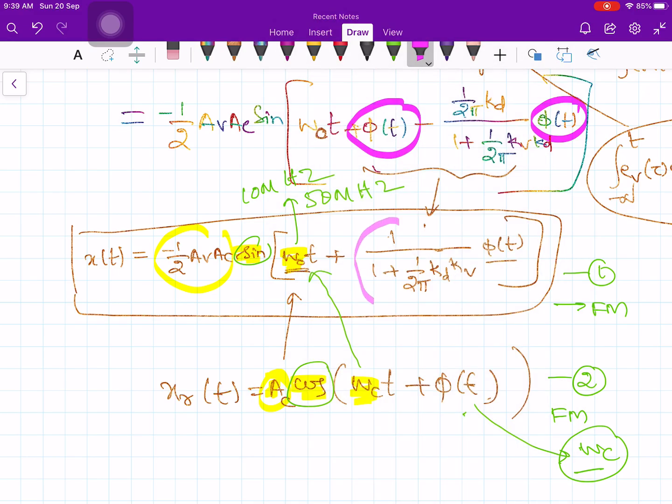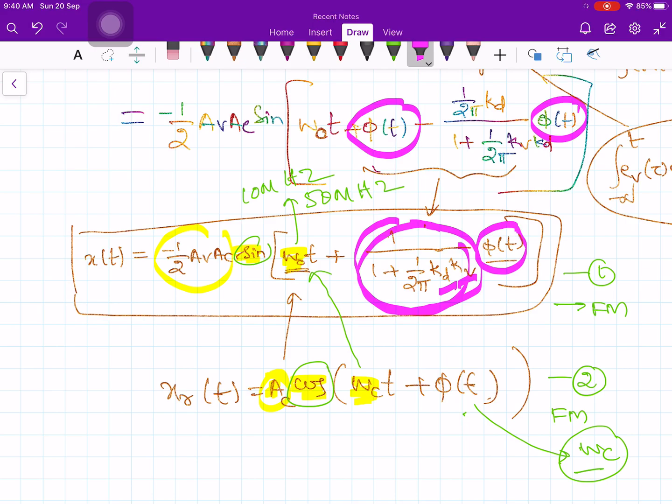1 by (1 plus 1 by 2 pi kd kV). It is a very small quantity, right? Is it small or large? It is small, because it is 1 by a large value: 1 plus 1 by 2 pi kd kV, and obviously kd and kV will be large. We typically choose very large values of kV and kd. So 1 by a large number becomes a very small number. What we are doing essentially is multiplying the incoming phase, phi of t, by a small number.